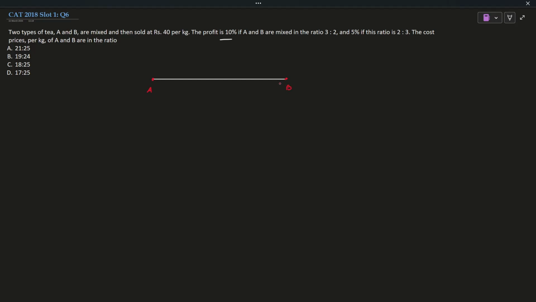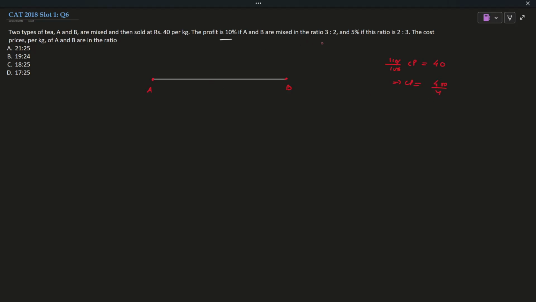I have explained this method in my previous videos. You can go and check them, so I won't be explaining it here. I will just directly apply the number line method. So the profit is 10%. 10% profit means 110% of the cost price, and he has sold it at 40 rupees per kg. 10 and 20 get cancelled. So the cost price will be 400 by 11.